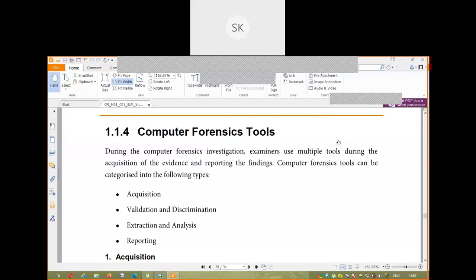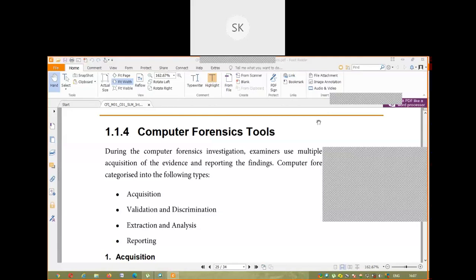First one is acquisition. That means there are some acquisition tools, and then acquisition means what? Acquired. We have to collect evidence. Okay, to collect evidence, to acquire evidence, we need some tools. Those are acquisition tools. Then validation and discrimination. There are some tools to validate and discriminate.